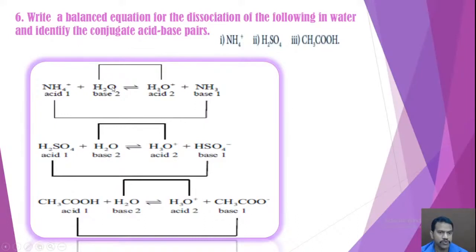The groups or atoms or molecules carrying a charge, whether positive, that is acid, or negative, and neutral molecules having a lone pair of electrons, the oxygen has a lone pair of electrons, to act as a base. So three examples I have given. One is ammonium ion dissolved in water, then sulfuric acid dissolved in water, then acetic acid dissolved in water. So what is acid and what is base? From that, what are conjugate acid base pairs?